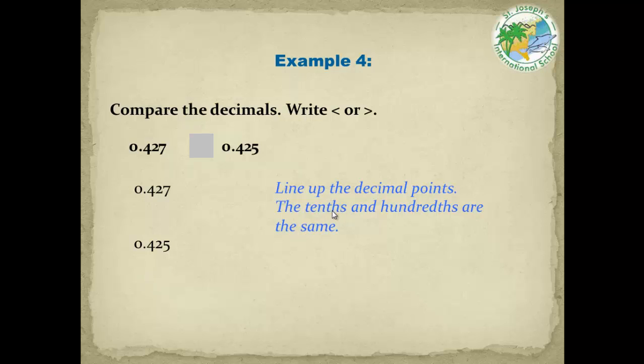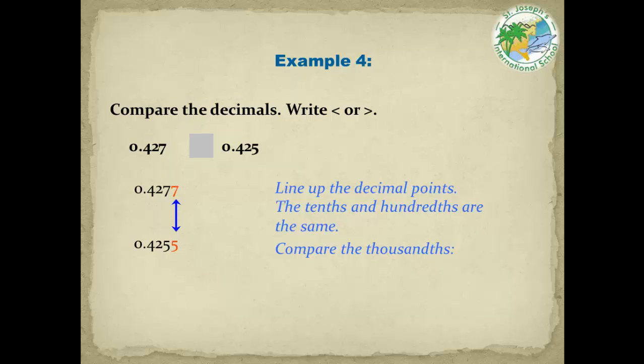Okay? The tens and hundreds are the same, equivalent. Here the tens go under the tens numbers, the hundreds under the hundreds numbers, and the thousands under the thousands numbers. Then we can compare between them. Compare the thousands. Okay, 4 equals 4, 2 equals 2, 7 and 5. This is the difference between them.